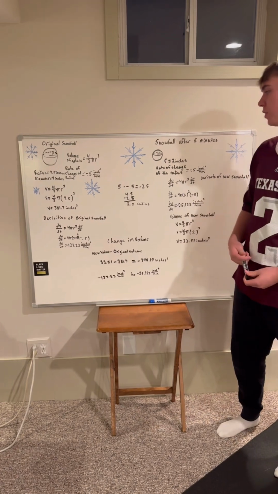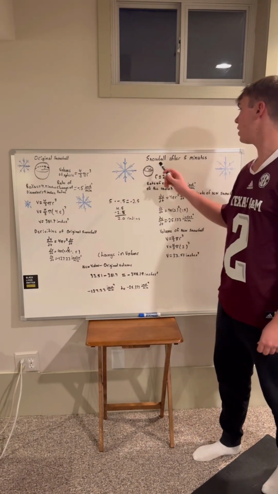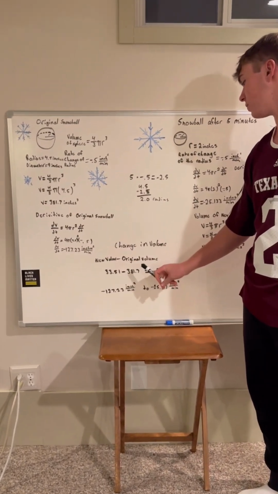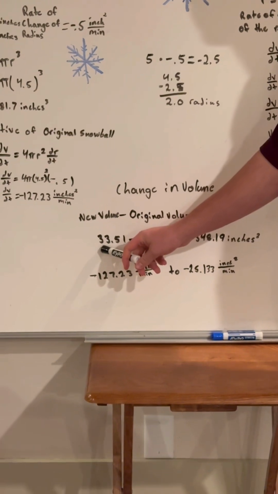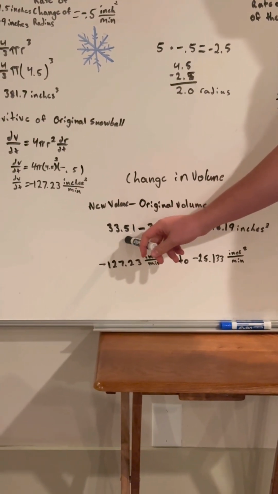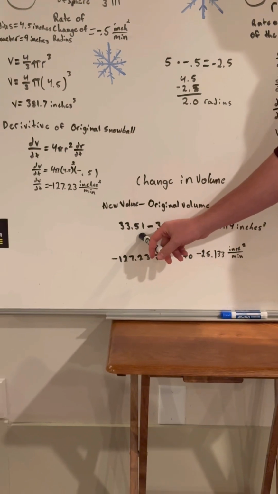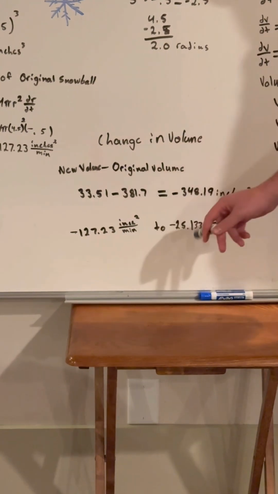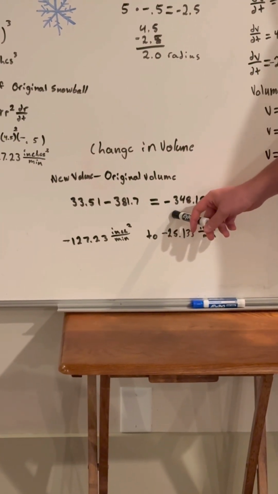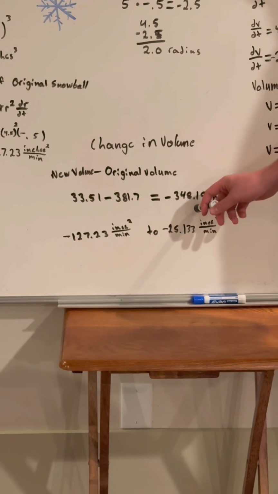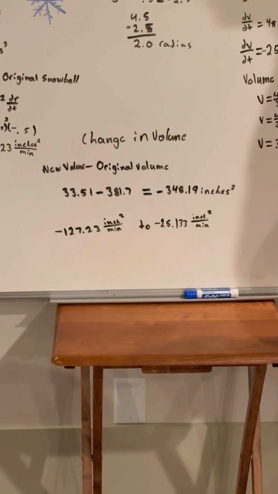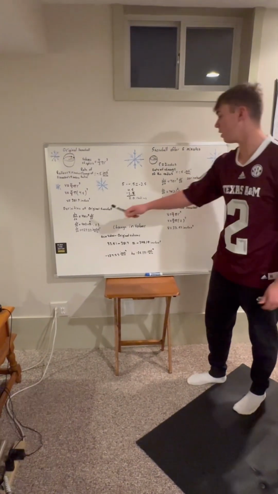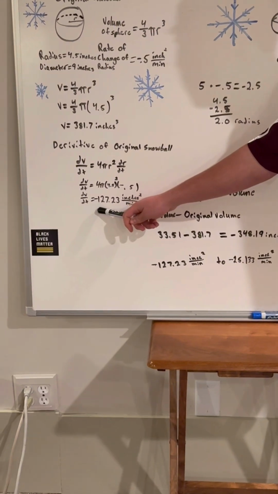So after he solved for both the original snowball and the snowball after 5 minutes, he wanted to see how much his snowball lost. So he put his new value, 33.51 inches cubed, minus his original, which was 381.7 inches cubed, and he found that his snowball lost a total of 348.19 inches cubed.